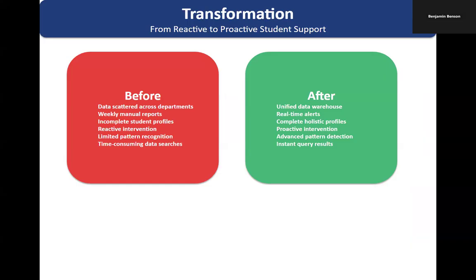So after this, with a relational database model, such as the one that I'm proposing, we would have a unified data warehouse where all of these things can be found. We would have close to real-time alerts. We would have a holistic student profile, which is important, and we'll touch on that in a minute. We would be able to have proactive intervention. There would be a much greater ability to detect patterns, and then we would have quicker query results with proper training of how to pull queries and how to get the data that you're looking for.